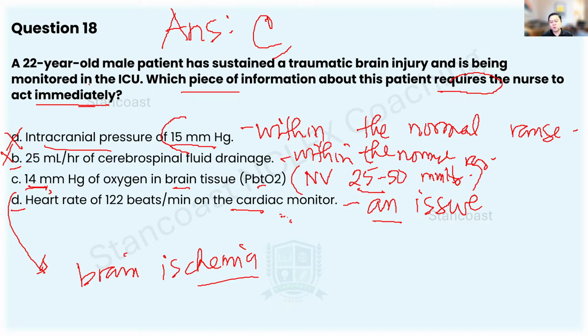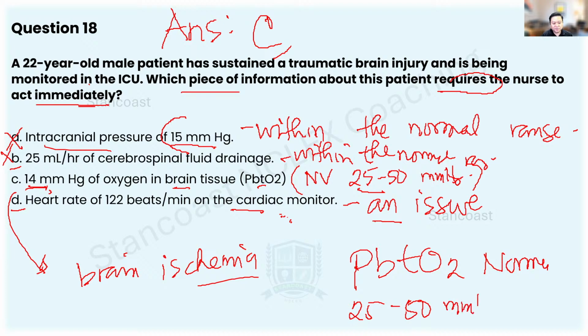So I hope that you are learning from newer concepts today, and please use these important concepts in your future clinical setting, and also the normal range for the PbTO2. PbTO2 normal range, that is 25 to 50 mmHg. 25 to 50. It's right here. Actually, I wrote it already.